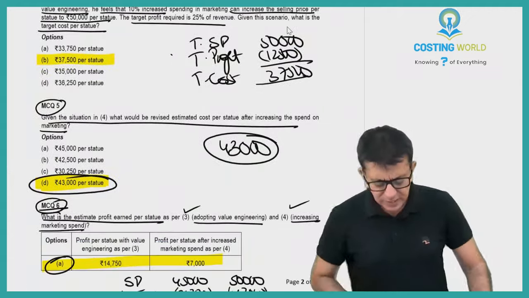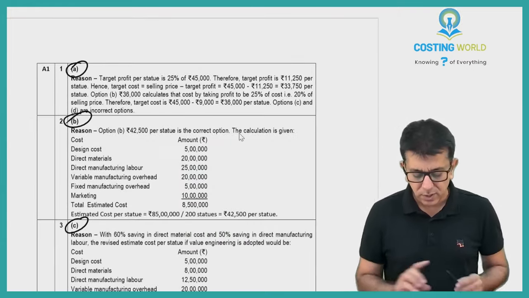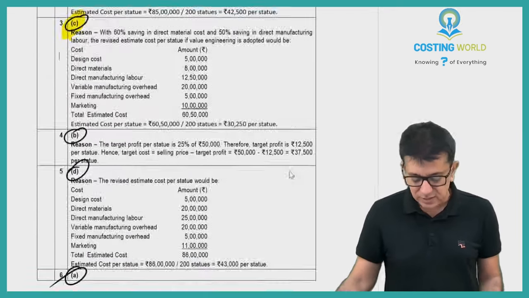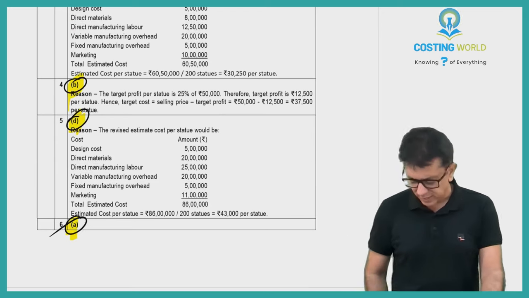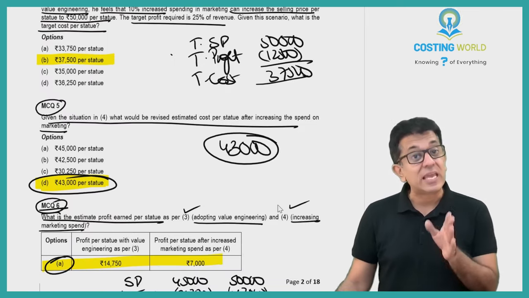You can try to reconcile them with the institute's answers that are getting displayed right now. Okay. So therefore, I've already marked. So therefore, A, B, C, those are the answers that we have also got. Then B, D, and A. So therefore, our answers were correct. Okay. That's it. That is the end of case study number A1.